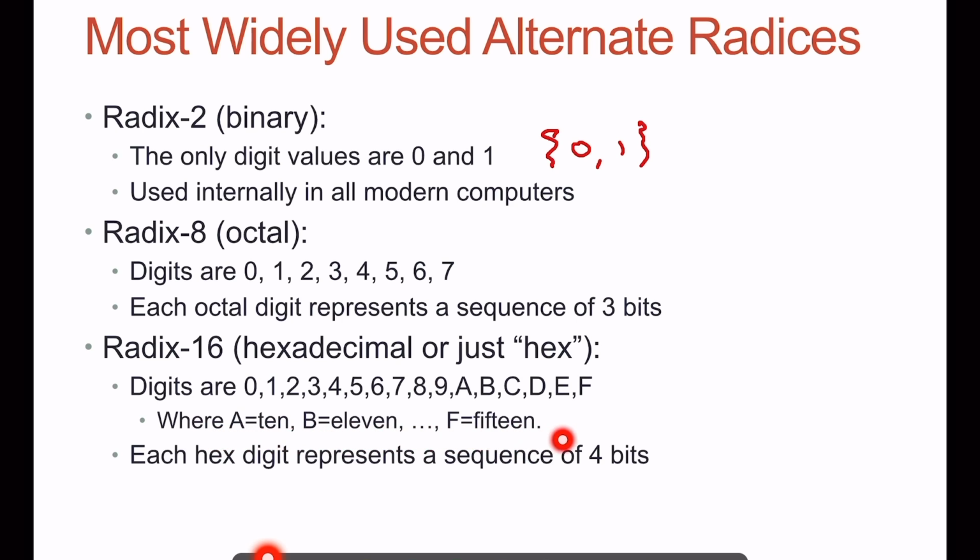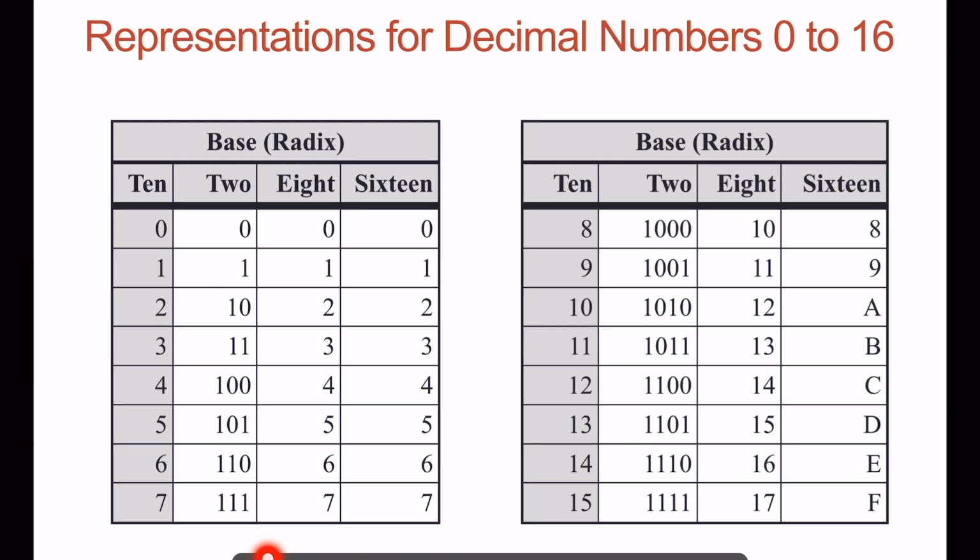You should go ahead and make sure that you have those in your head, and we can talk about that more in a later video. But just go ahead and look at those and remember them. Each of the hex digits is going to represent a sequence of exactly 4 bits.